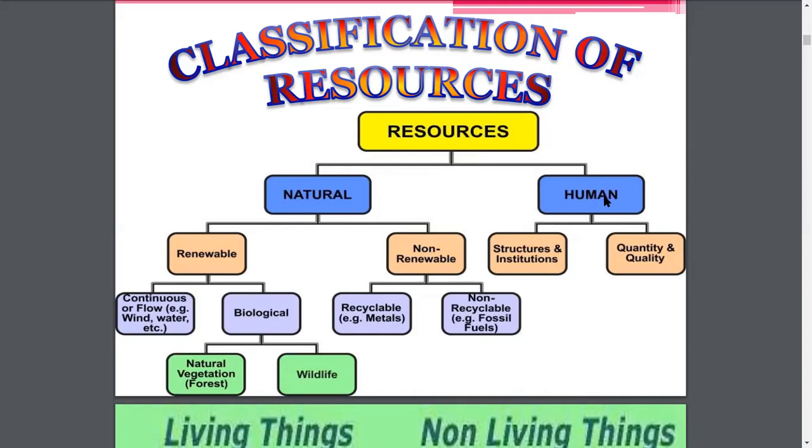Then here are human resources, which are further divided into two: structures and institutions, and quantity and quality. Under human structures and institutions, that means with the help of technology, whatever institutions we are making, it can be colleges, universities, offices, schools, all that comes under institutions. So that is how they come under human resources, and the quantity and the quality of human resources, what we are using and what is usable, also come under human resources.